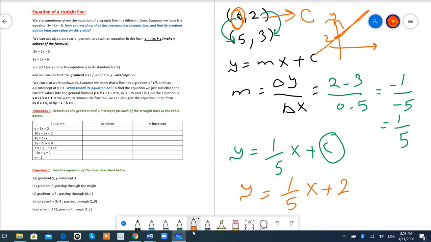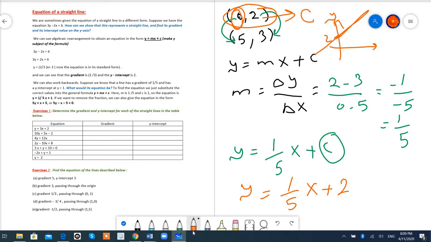So directly the equation of this line will be 1/5 x plus 2. But if we don't have a point whose x coordinate is 0, you have to take any one of them and then substitute. This thing we explained in the previous lesson.